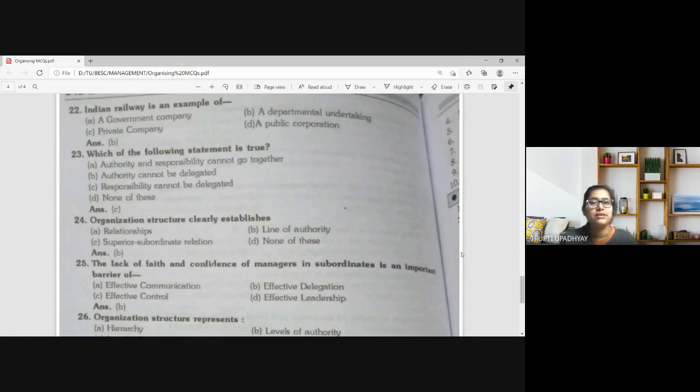When a manager is allocating one task or delegating some task to the subordinate, he will also give authority to the subordinate to complete the task, but the responsibility of the manager will still lie with him. So he has to make sure that the task is done on time and also efficiently by the subordinate. So answer is responsibility cannot be delegated. You can just delegate the authority or the task.